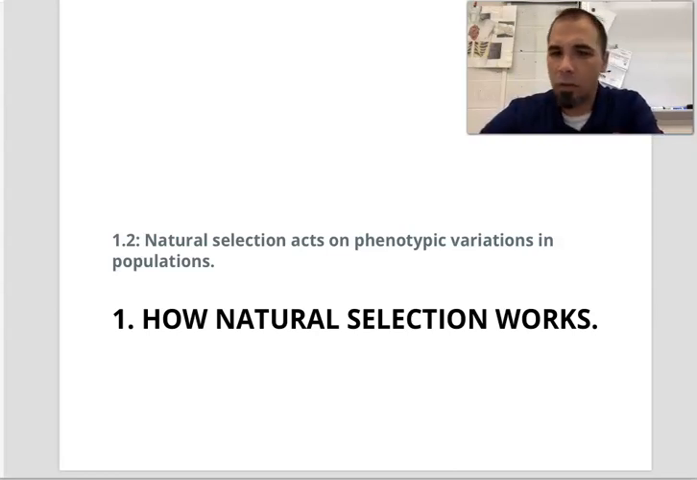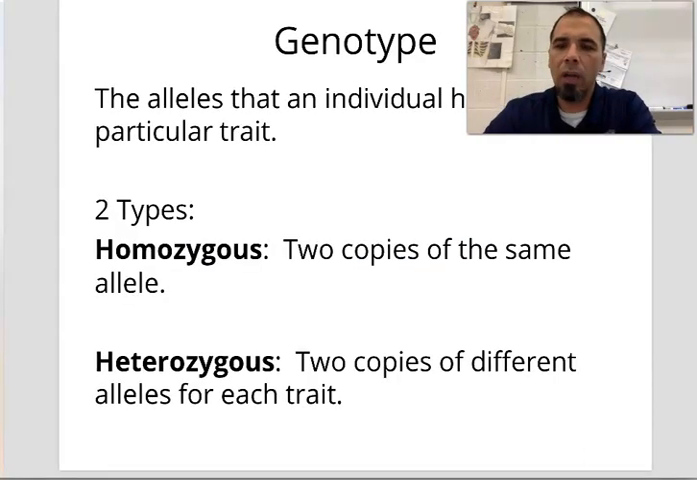So we're talking about how natural selection works. This one's going to take us to about slides 25 through 37. Hopefully you remember genotype and phenotype. I shouldn't have to go over this, but genotype is the genetics. Genotype determines phenotype, right? And when we talk about genotype, we talk about two types.